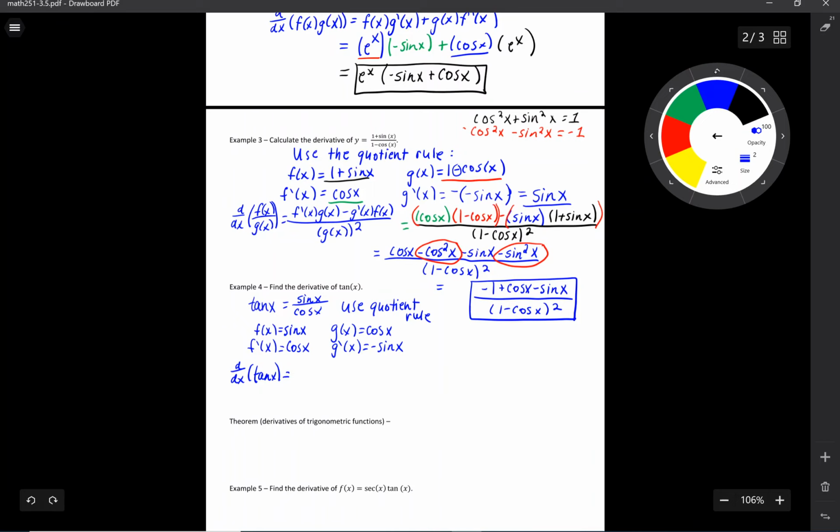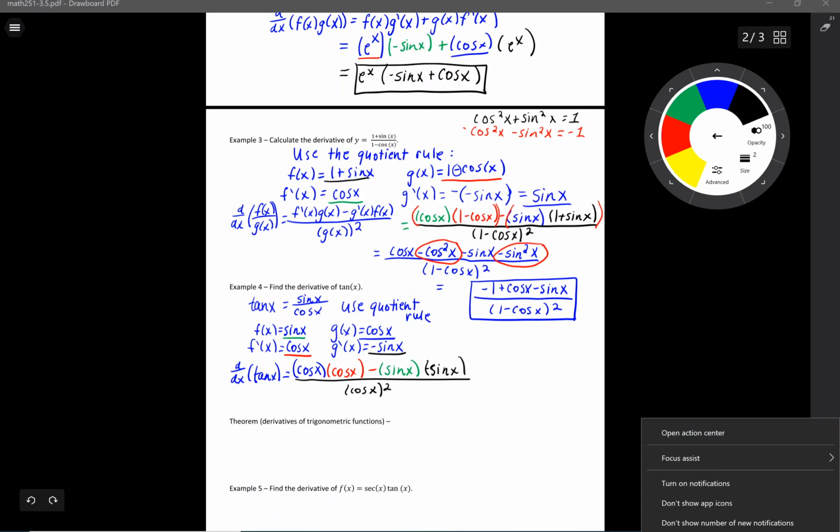is equal to low d high, that is low d high, minus high d low, square the bottom, and away we go. Well, this pretty obviously simplifies a little bit.